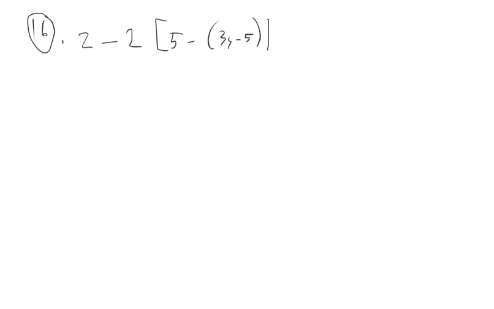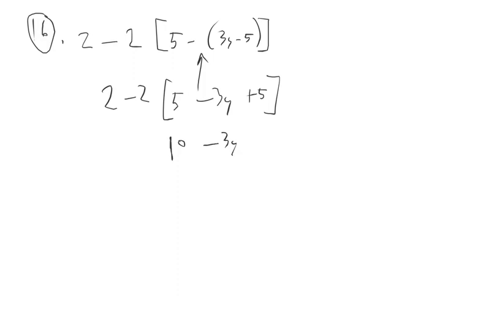Now let's try problem 16. 2 minus 2 bracket 5 minus 3y minus 5. So start from this. So negative times 3y is negative 3y. Negative times negative 5 is positive 5. And bring down the rest of the problem. Then you have 5 plus 5 is 10. 10 minus 3y.